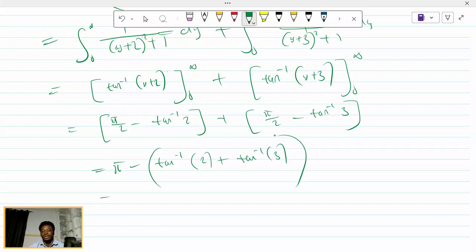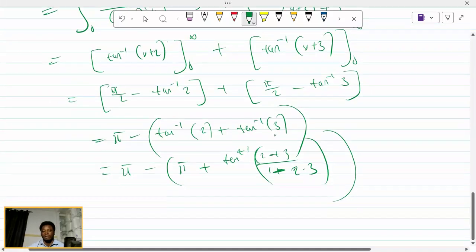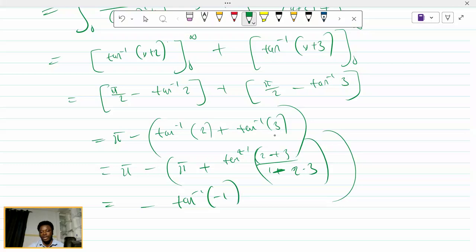So essentially you would have pi minus, now tan inverse of 2 and 3, this would be pi plus tan inverse of 2 plus 3 divided by 1 minus 2 times 3. So that would be negative tan inverse of negative 1, which is negative times negative pi over 4, which is pi over 4.